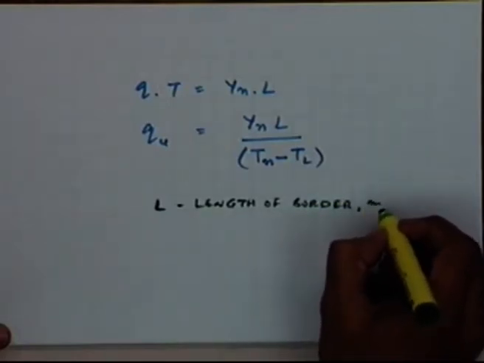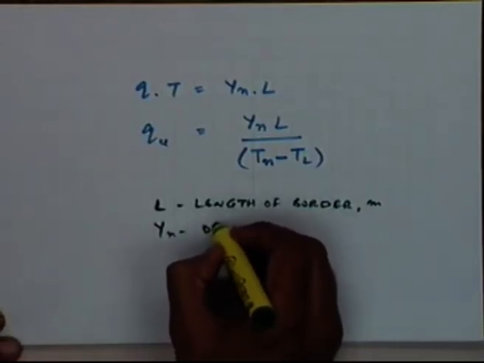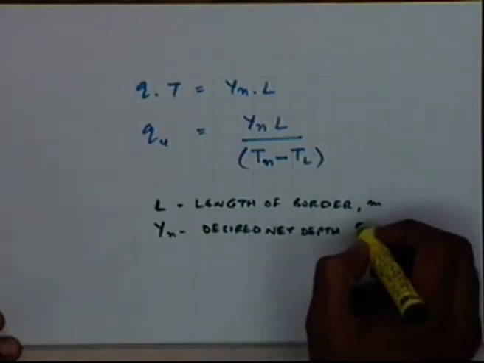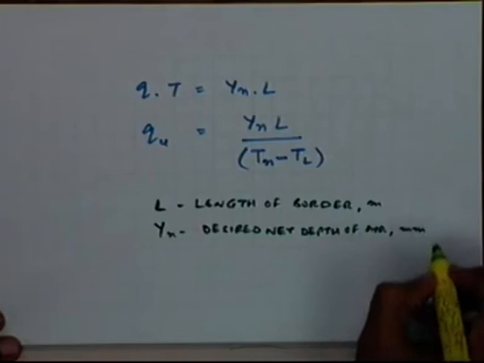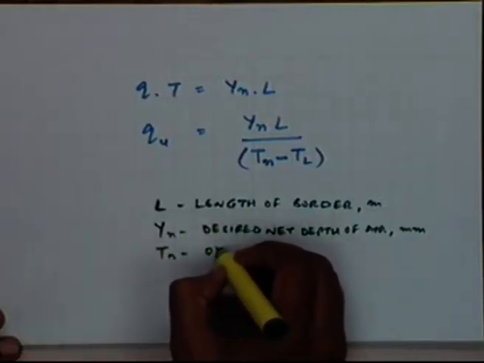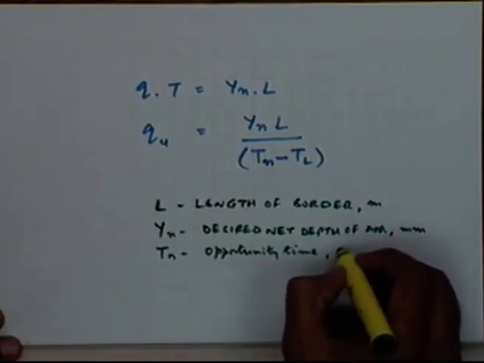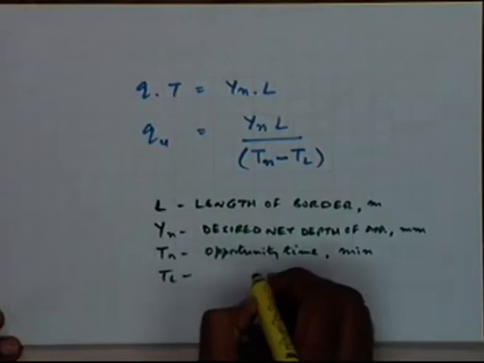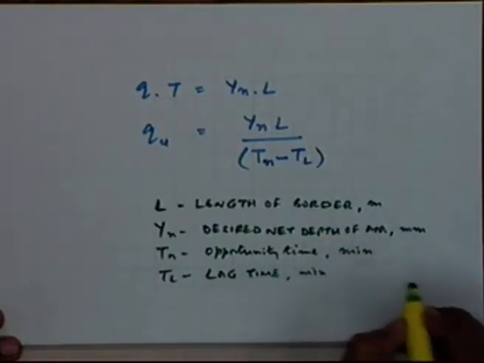L is the length of the border strip, expressed in meters. Yn is the net depth of application, and normally this depth we express in millimeters. Tn is the opportunity time, expressed in minutes, and TL is the lag time, again in minutes.